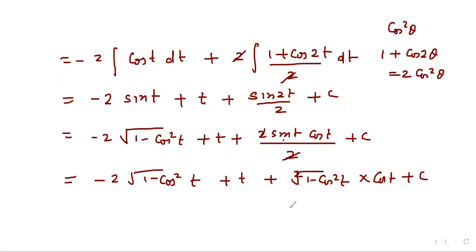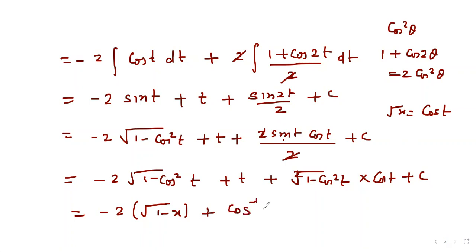So we can put the value. So it will become minus 2, and our assumption was root x equal to cos t. So this is cos square t, so it will become x. So root of 1 minus x plus t will be equal to cos inverse root x plus cos t will become root x, and 1 minus cos square t under root will become root 1 minus x plus c.